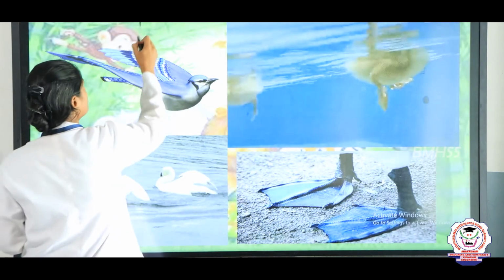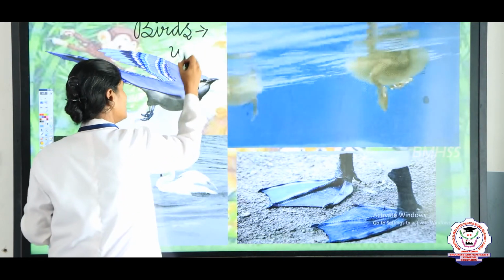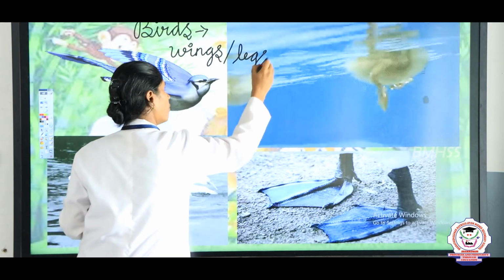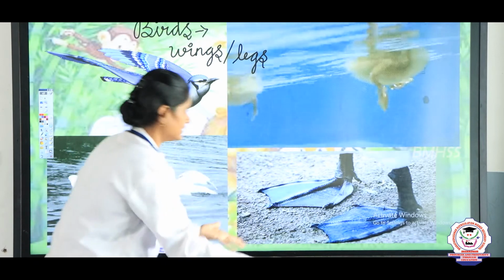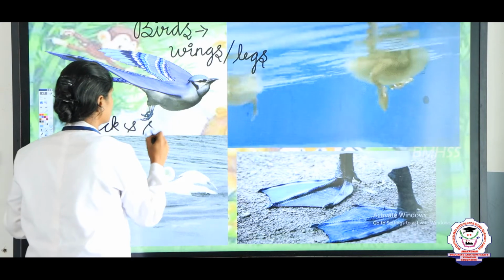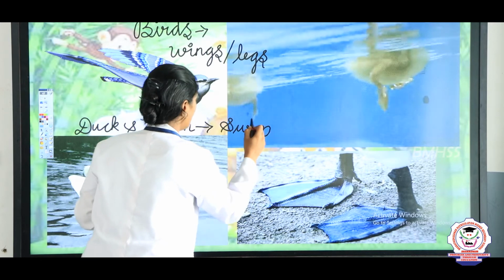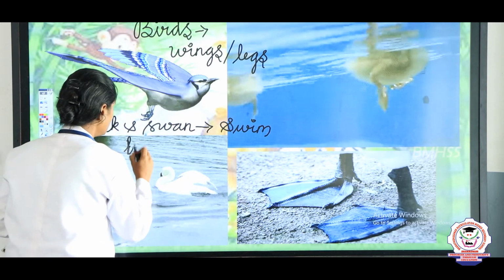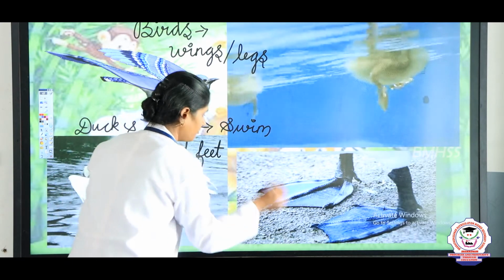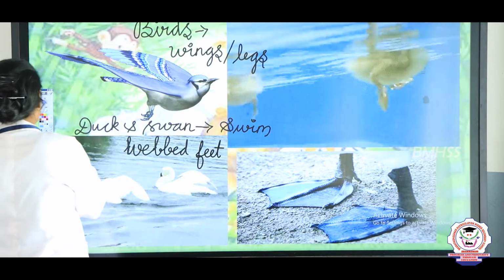Birds use the wings. Birds move with the help of wings, and they also walk or hop using their legs. And birds like duck and swan swim in the water with the help of webbed feet. Just as frogs have webbed feet, the ducks also have webbed feet to swim in the water, right? Now let's see the next one.